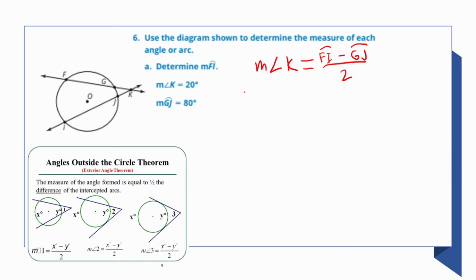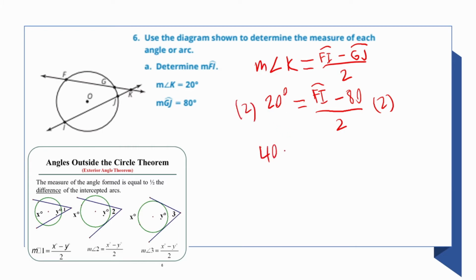So now let's plug in the values that we know, right? The measure of angle K we know is 20 degrees, which is equal to, we don't know FI. That's what we're looking for. So we're just going to leave it like that, FI minus 80 over 2. Well, the first thing we have to do here is get rid of this 2. We can't have a denominator and try to get to FI. So we're going to multiply both sides by 2.